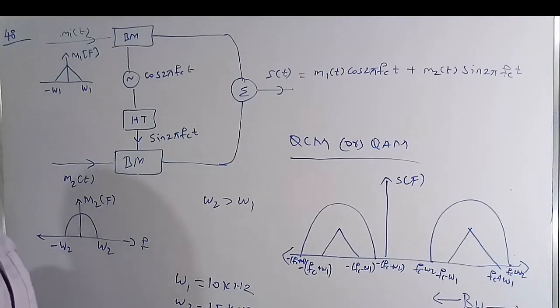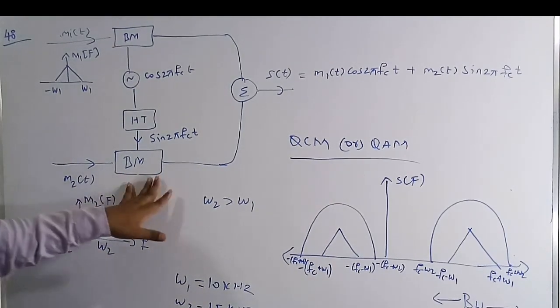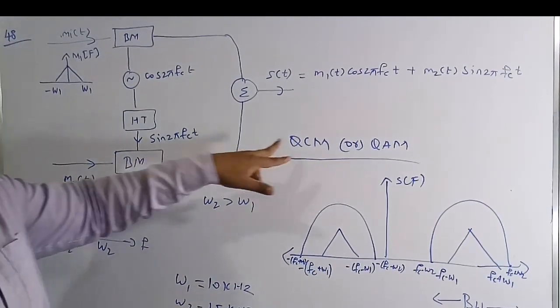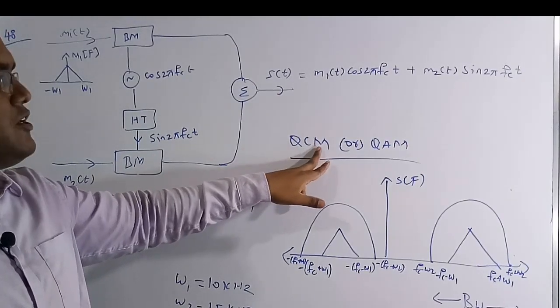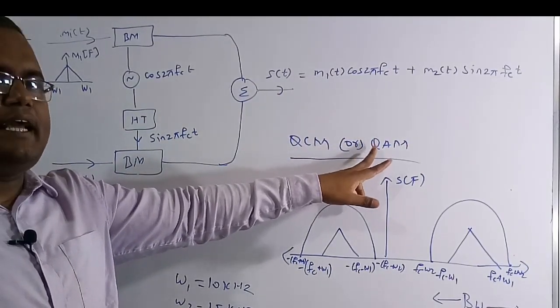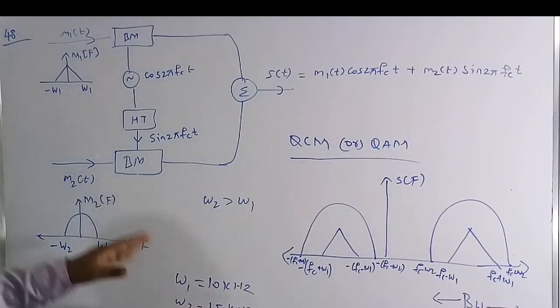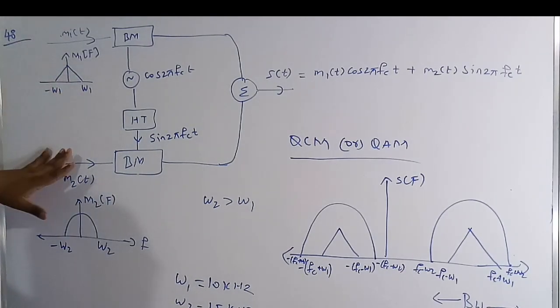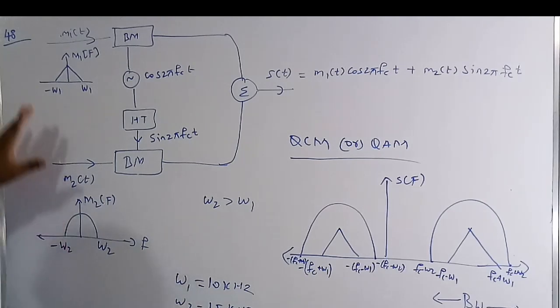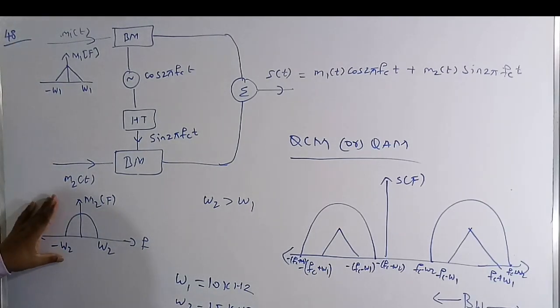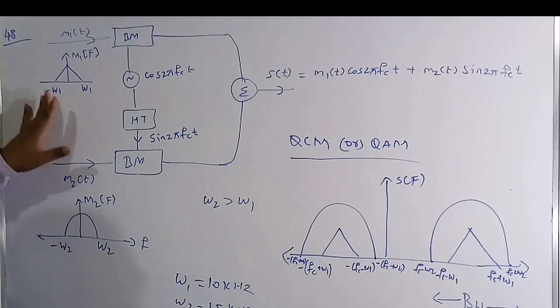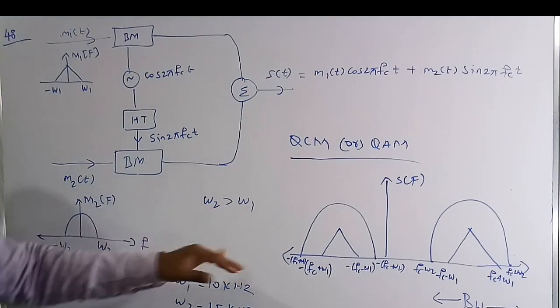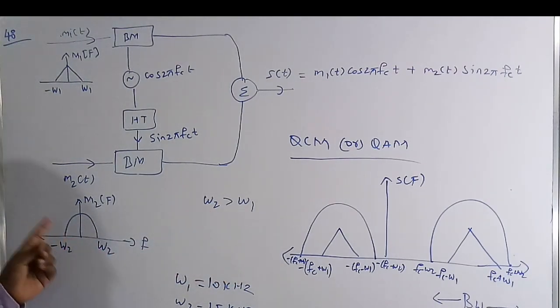Before I solve this numerical, let me explain a small concept here. This circuit which you are going to see is called a QCM, quadrature carrier multiplexing, or QAM, quadrature AM multiplexing transmitter. For this transmitter, let me take two message signals m1 of t and m2 of t, with the Fourier transform of each. These are two different shapes, and let me assume W2 is greater than W1, meaning the bandwidth of the message signal m2 is greater than the bandwidth of the message signal m1.